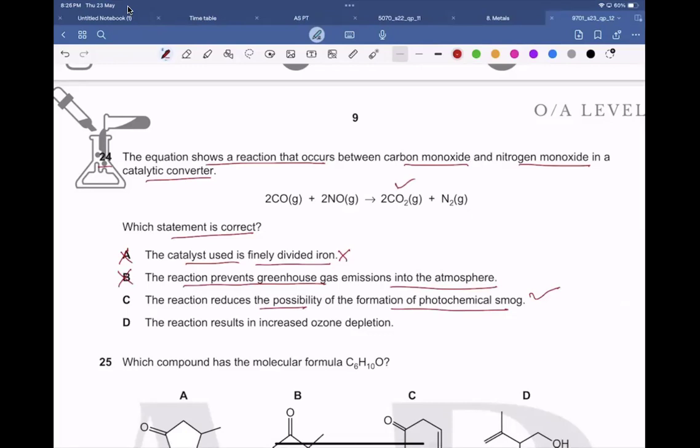Okay. So D: the reaction results in increased ozone depletion. No, ozone depletion is by CFCs. So we are left with only C. So C is the correct answer. Now question number 25.